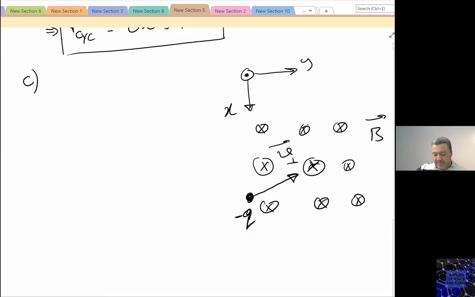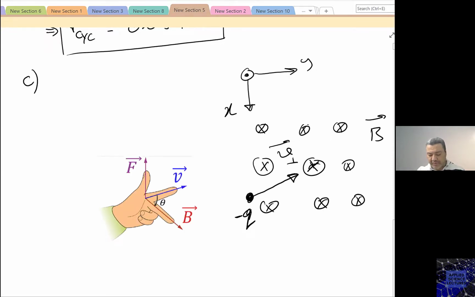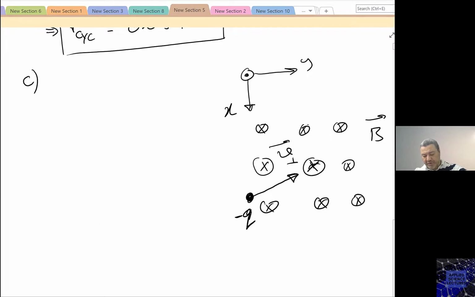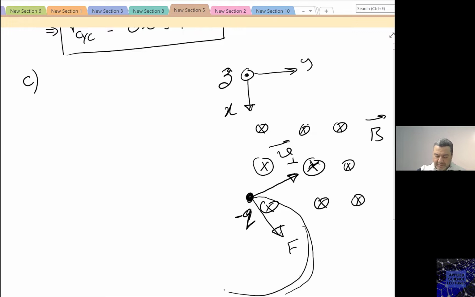So having said so, using the left hand rule, I can calculate the direction of the force. If you use your index finger for the velocity, your middle finger for the magnetic field that is pointing downward here, then the force would look like this, which means the motion is going to go in this direction. So it will look to me as if it's clockwise.